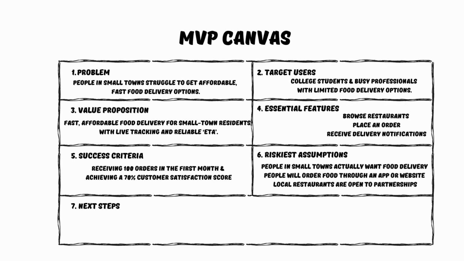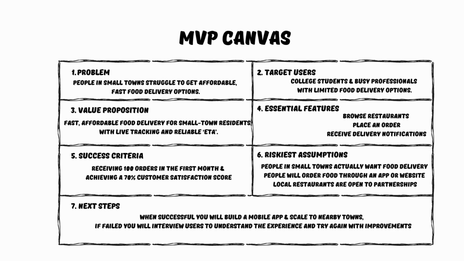Finally, you map out the next steps. If your MVP succeeds, what's the plan? And if it fails, what will you do next? For example, when successful, you will build a mobile app and scale to nearby towns. And if failed, you will interview users to understand the experience and try again with improvements. Having a plan keeps you from getting stuck, no matter the outcome. And that's about the MVP Canvas.